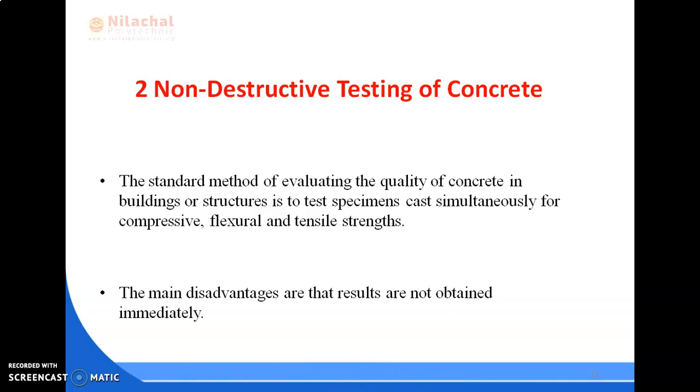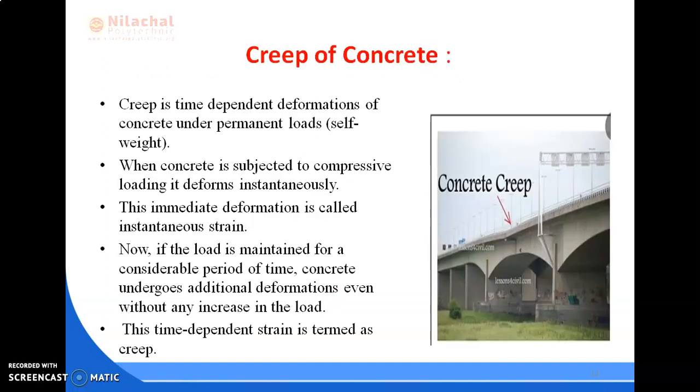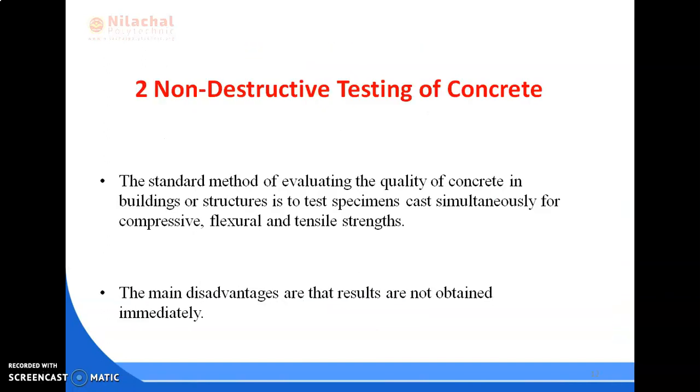Therefore, several NDT methods of assessment have been developed. NDT means non-destructive testing. The non-destructive methods may be categorized as penetration test, rebound hammer test, pull-out techniques, dynamic test, and radioactive test. So, these are some procedures which we can apply to carry out non-destructive testing of hardened concrete.